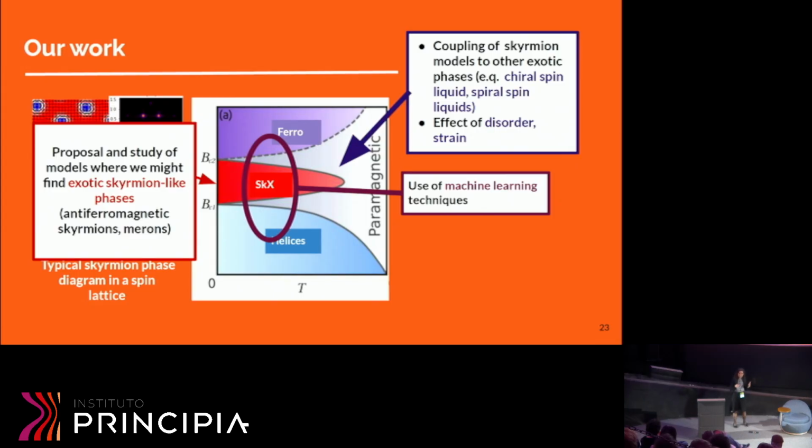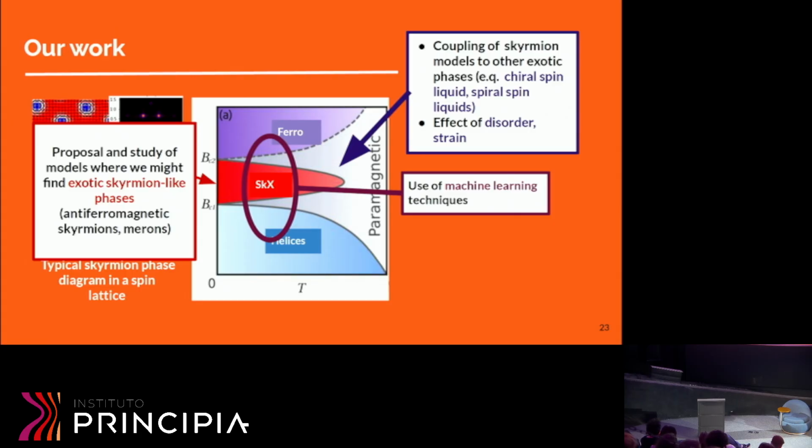So, okay, where do we come in, actually? We work mainly doing theory and simulations. I will show you some work regarding comparison with experimental results. And one of the things we do is we try to propose different models to get different exotic textures, for example, antiferromagnetic skyrmions and merons. And then we also try to study how we can manipulate this region in the phase diagram, whether we couple it to other topological textures such as spin liquids, or we manipulate them with distortions and deformations.